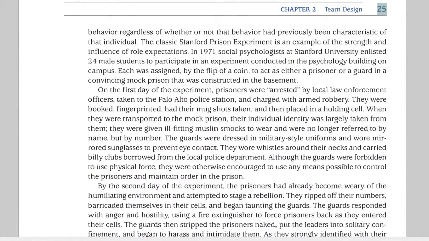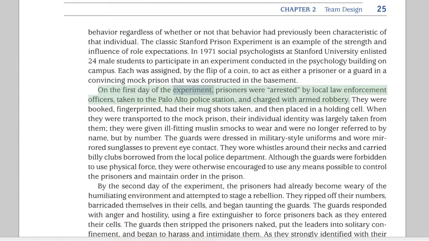behavior, regardless of whether or not that behavior had previously been characteristic of that individual. The classic Stanford prison experiment is an example of the strength and influence of role expectations. In 1971, social psychologists at Stanford University enlisted 24 male students to participate in an experiment conducted in the psychology building on campus. Each was assigned, by the flip of a coin, to act as either a prisoner or a guard in a convincing mock prison that was constructed in the basement.